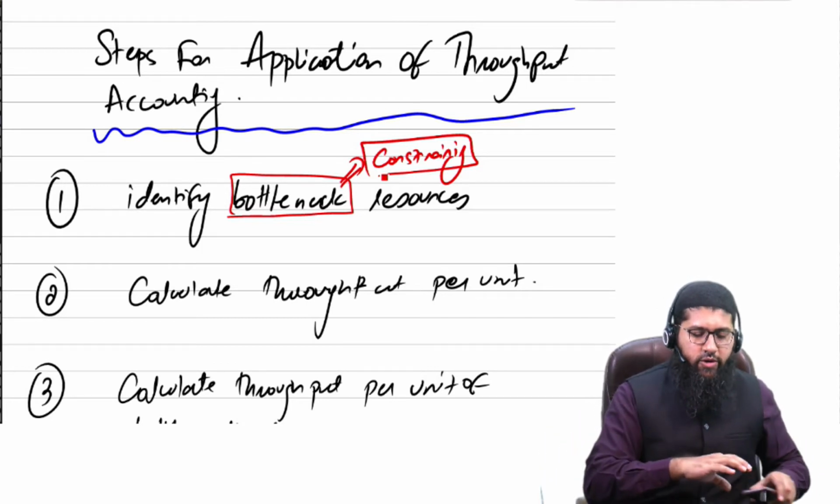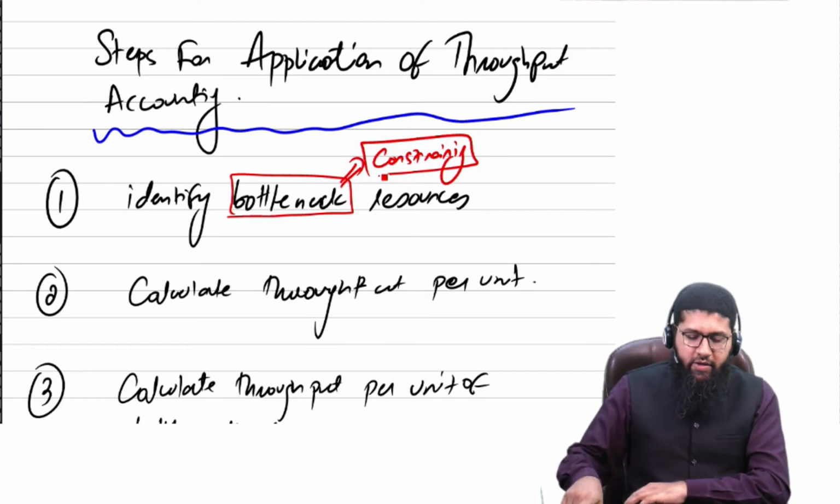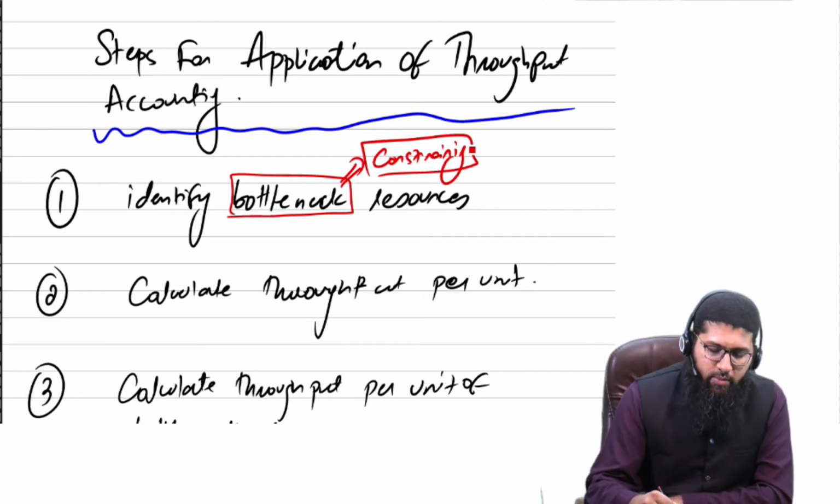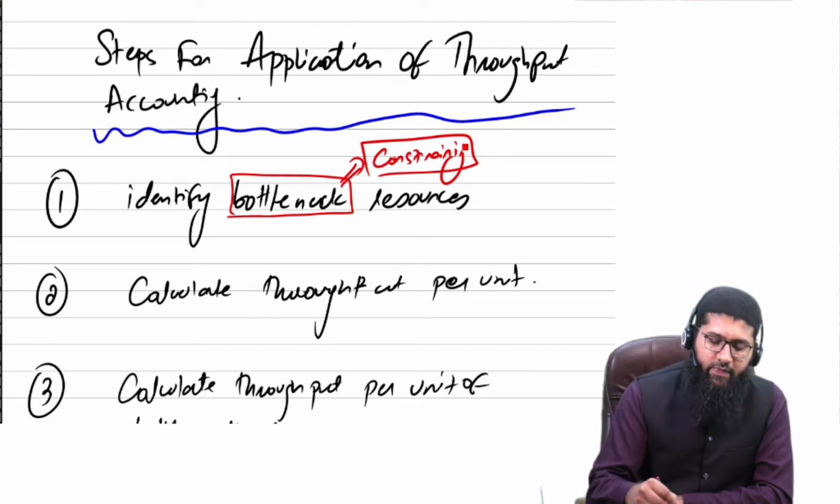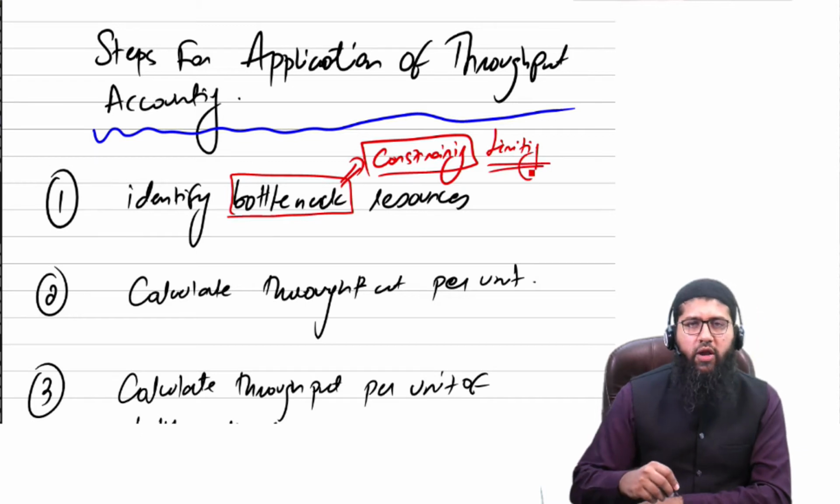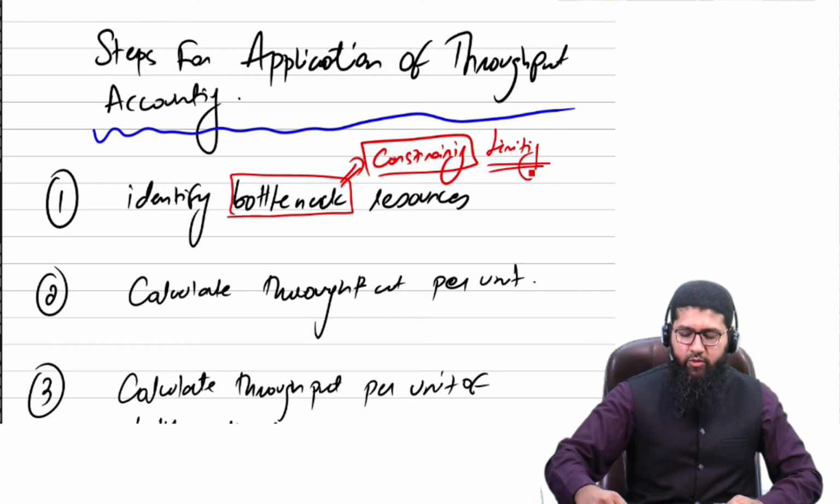So what is it that you got to do? You got to identify the bottleneck resource. Now, what is that bottleneck resource going to be? When you talk about the bottleneck resource, that's a constraining resource. That's a resource that limits your production. So we could also call it a limiting resource. That's something that you could do.